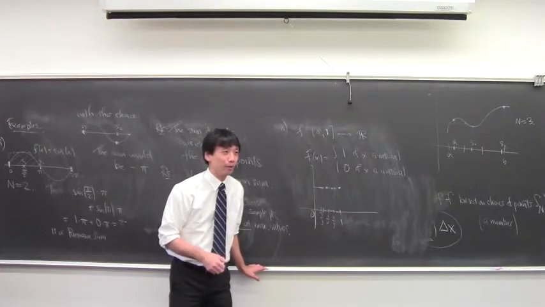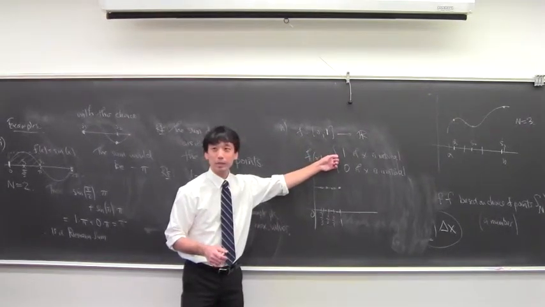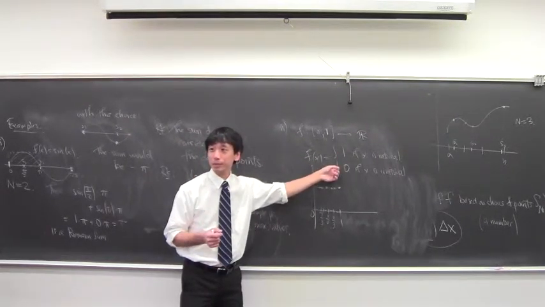Okay. So it's a very wild function, right? Whenever the input is rational, it says 1. Whenever the input is irrational, it says 0.